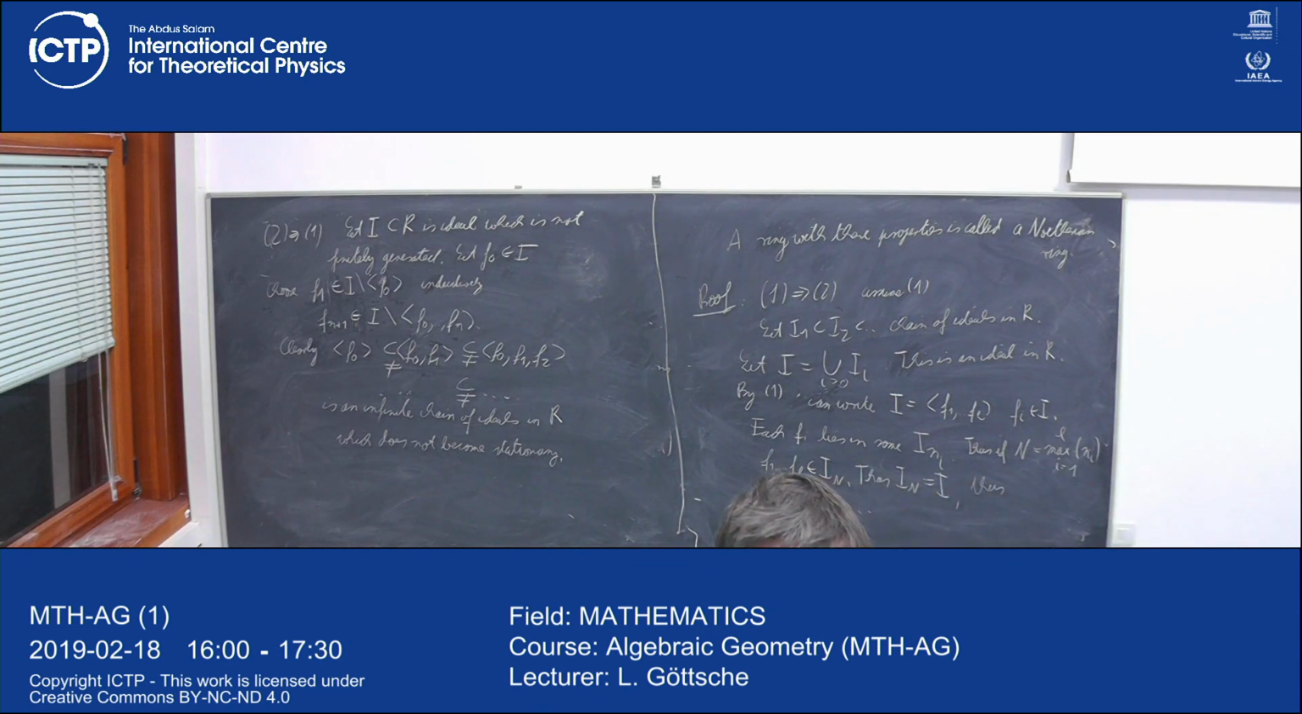Which example of a Noetherian ring are you going to prove? No, I will show that the polynomial ring k[x1, ..., xn] is Noetherian. That's the thing that I need. And then I draw some geometric consequences from that.